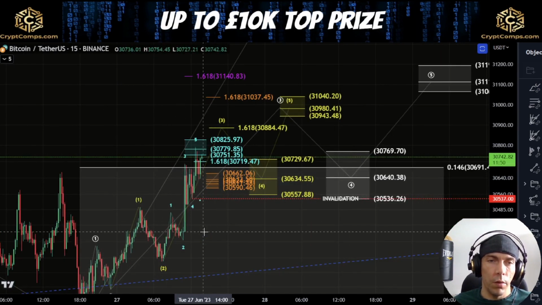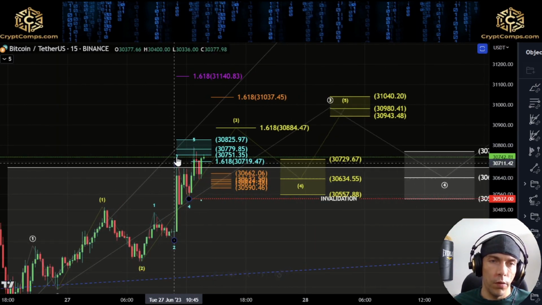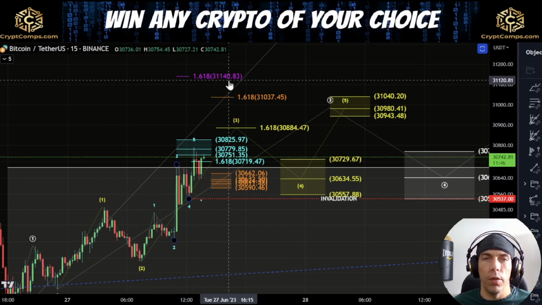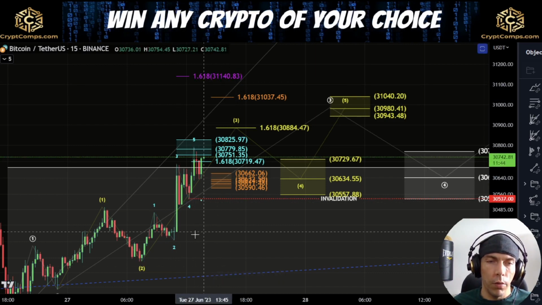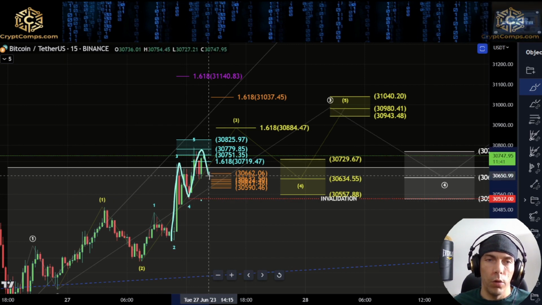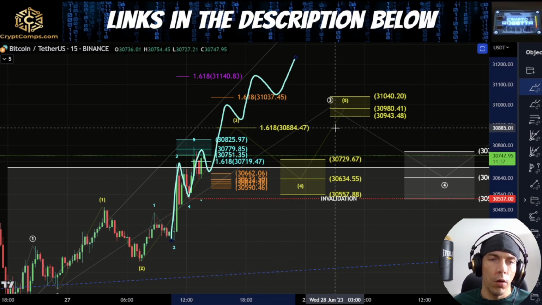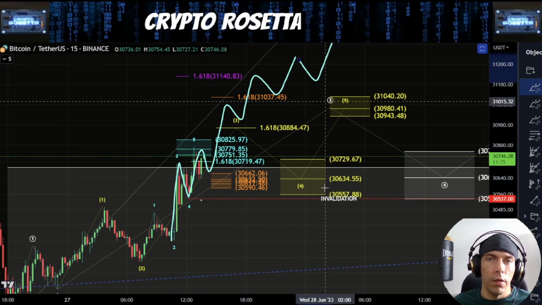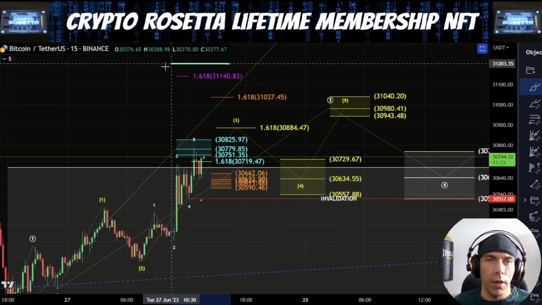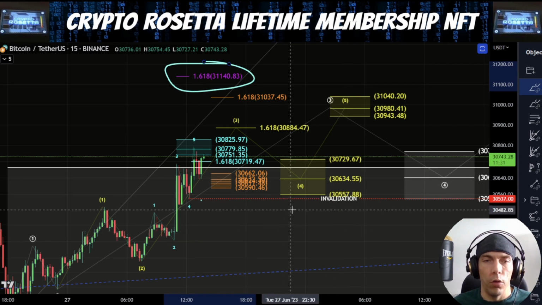Now, some other areas that we'd be looking for here is that if this is a 1, 2 here, we'd actually be looking for this 31,140, looking for this as 1, 2, like I said, 1, 2, 3, 4, 5. If we move up something like this, then it starts to confirm that idea of actually getting these additional 4ths and 5ths. So this is going to be a key level within this extremely bullish case here.